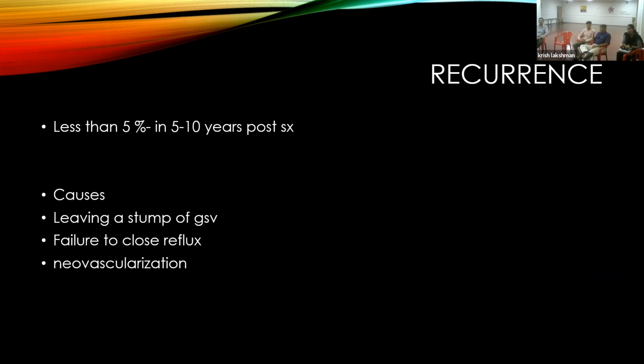Now we have come to the recurrence rates. The commonest cause for recurrence is the non-identification of the branches of the saphenofemoral junction. That is singularly the most important. I have seen consultant surgeons and vascular surgeons do this. The saphenofemoral junction is classically described as 3.5 or 3.75 centimeters below the mid-inguinal point, but it is probably much higher than that.